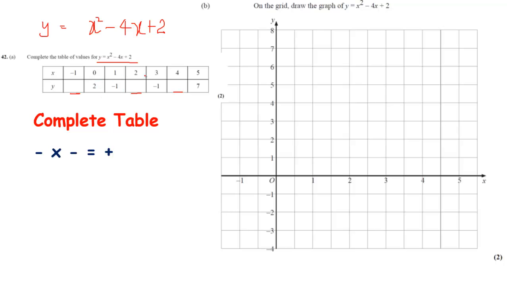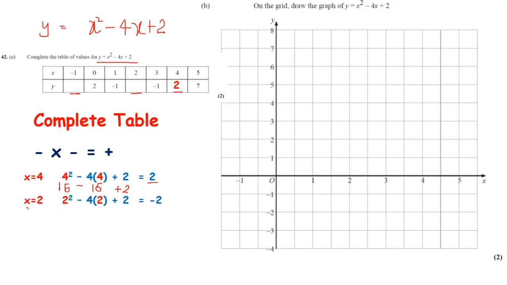Now let's work out these values. When x is equal to 4, I'm going to put 4 in here: 4 squared, take away 4 times 4, add 2. When x is 4, 4 squared is 16. Take away 4 times 4, which is 16. Add 2. 16 take away 16 is 0. Add 2. That's how I got that 2 value there, and then I pop that into the table. Okay, that should be really, really straightforward. Do practice that and make sure you're okay with it.